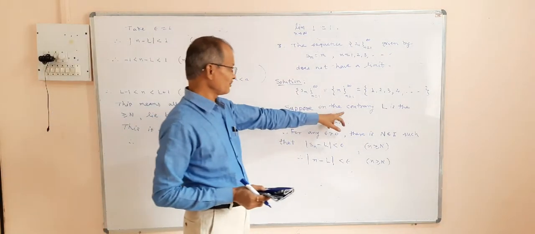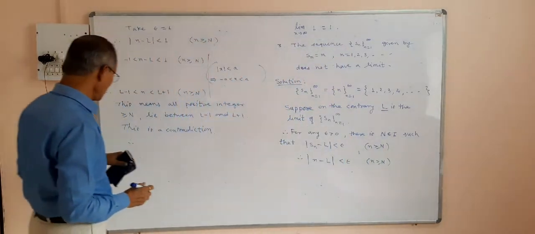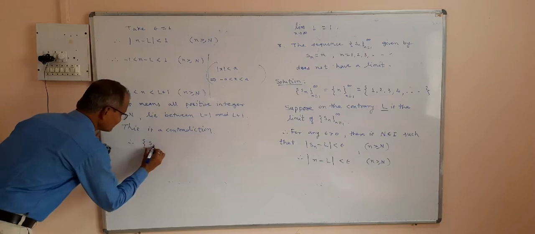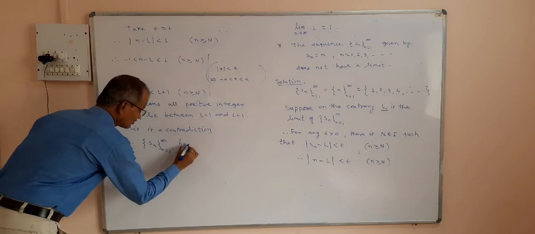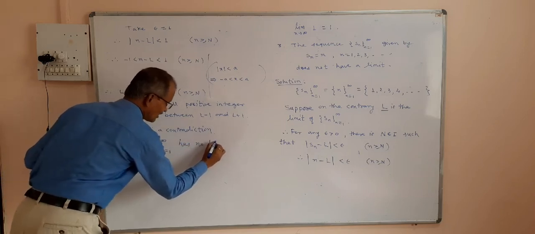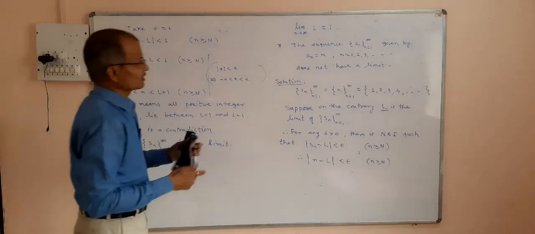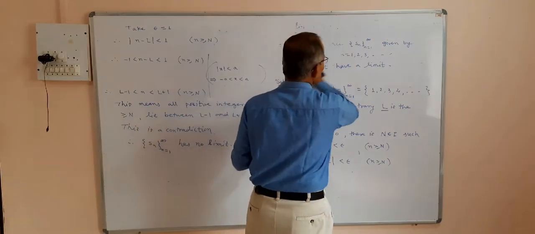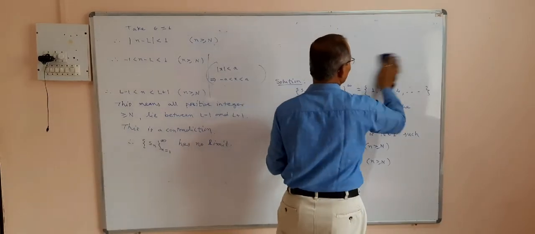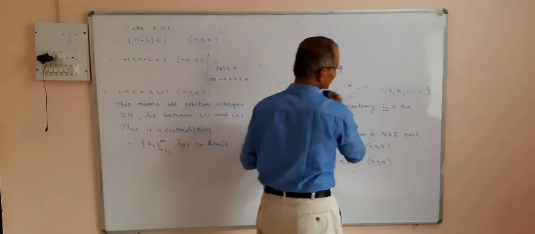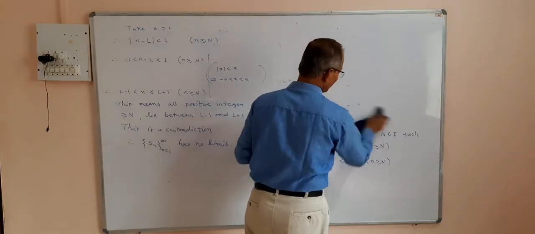The sequence has no limit. What we have assumed is that L is the limit of the sequence, and this is contrary to the result. So therefore Sn has no limit, or the limit does not exist. This sequence has no limit, and this proves the result. It is because the terms of the sequence are not approaching a fixed number. It is becoming bigger and bigger.